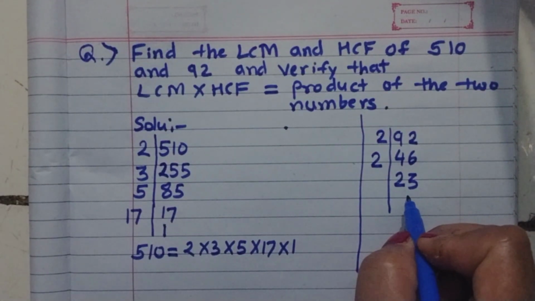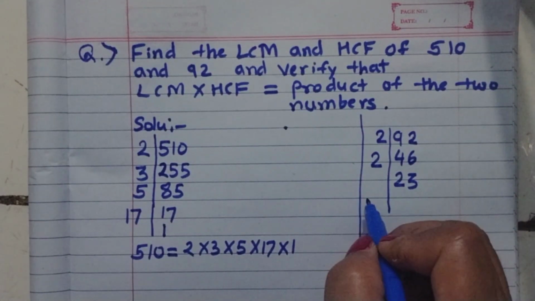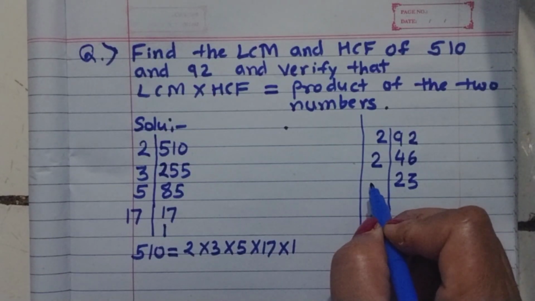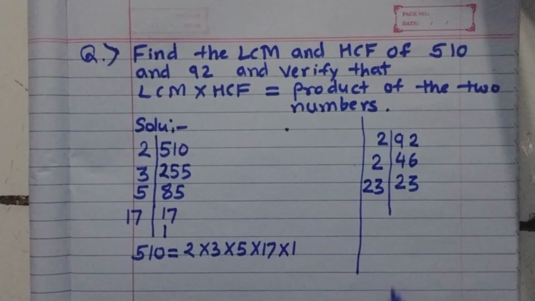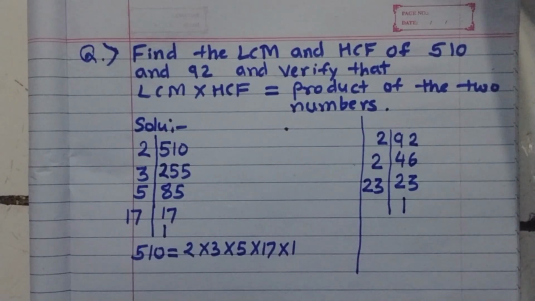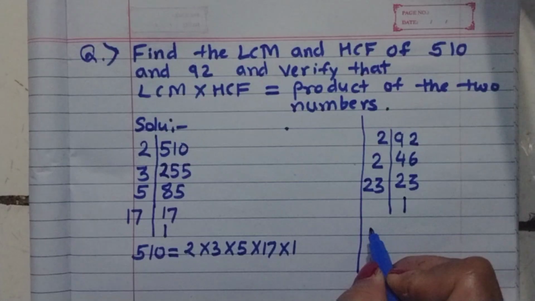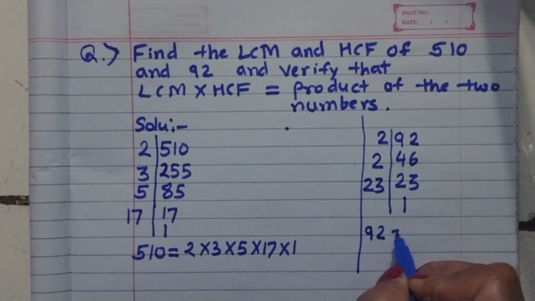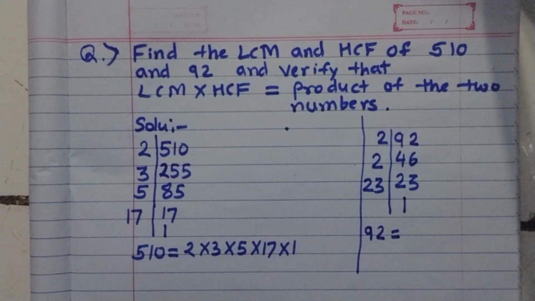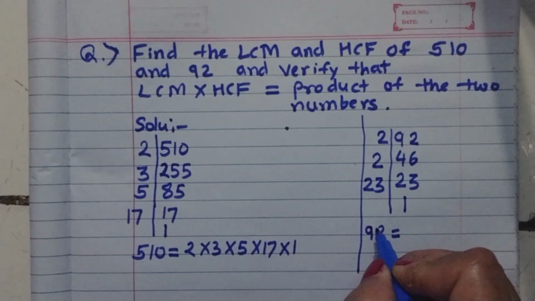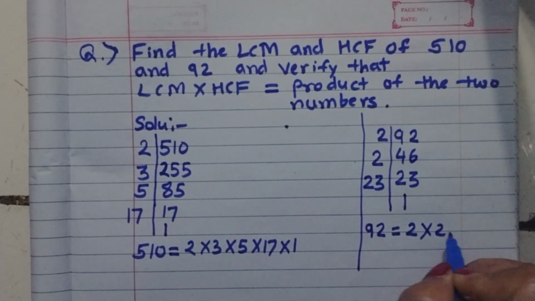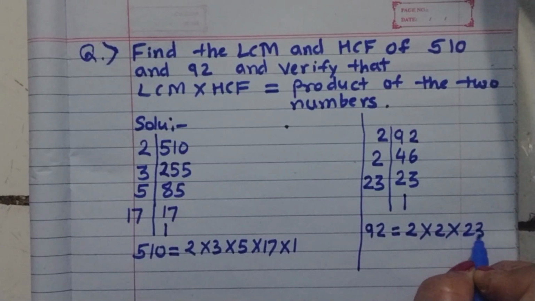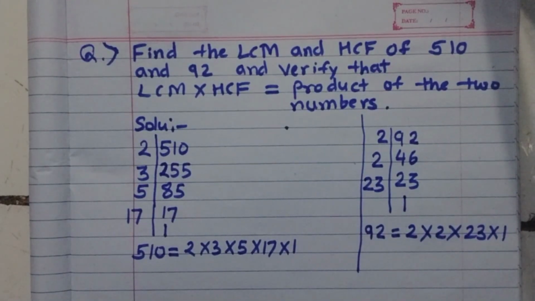Now 23 is a prime number. So 23 is divided by the number itself, that is 23. So when 23 is divided by 23, we get quotient 1. We write 1 below 23. Now we write 92 as a product of its prime factors. Now 92 is equal to 2 multiplied by 2 multiplied by 23 multiplied by 1.